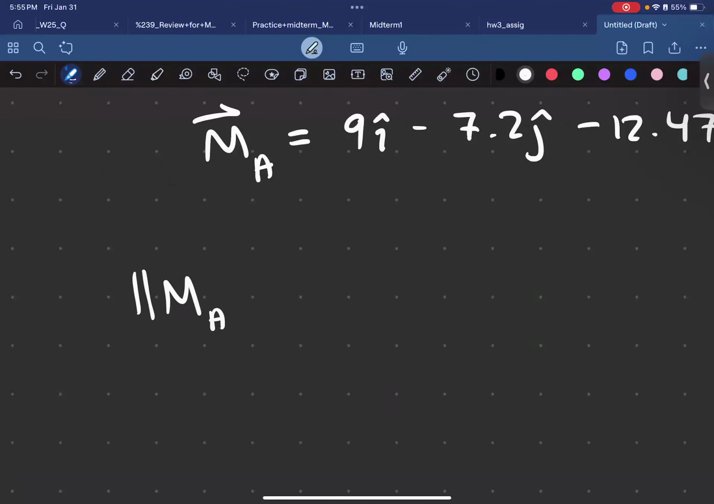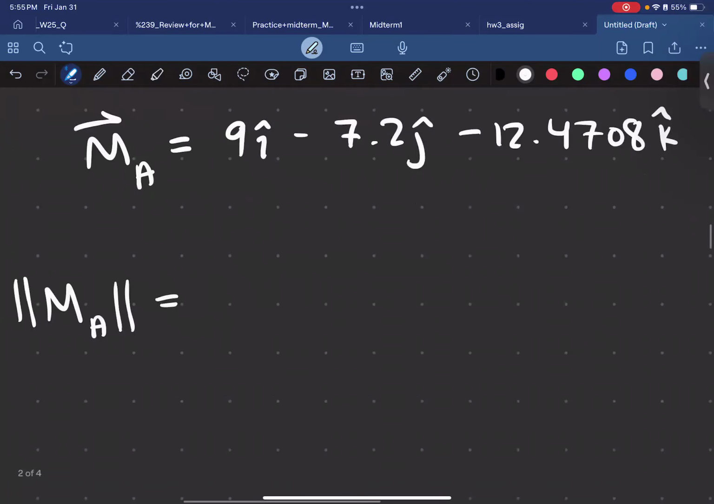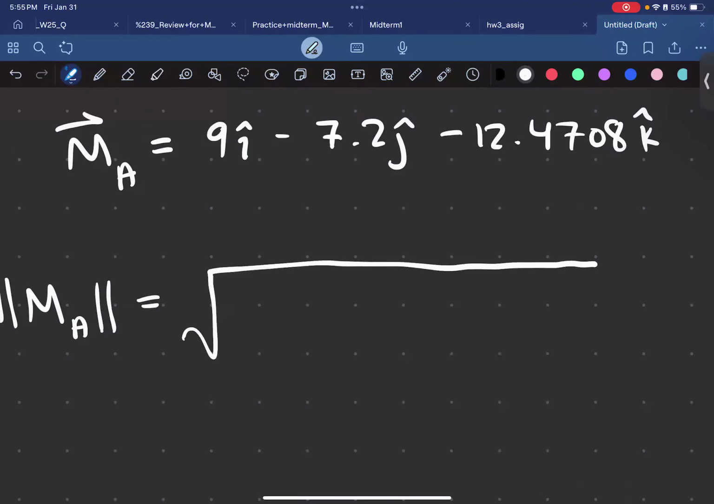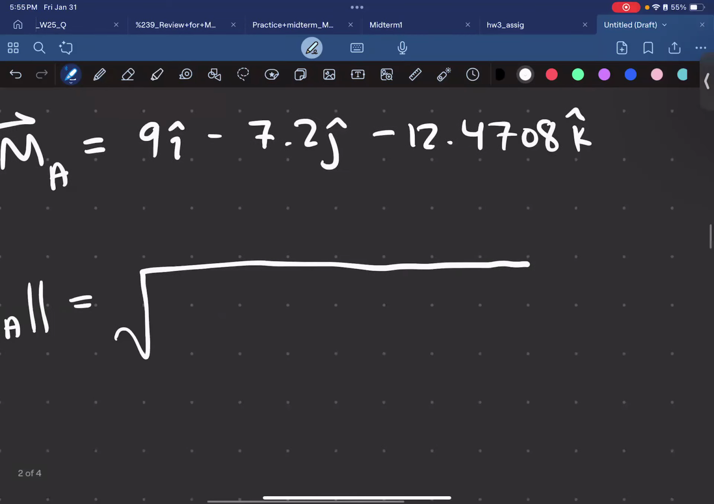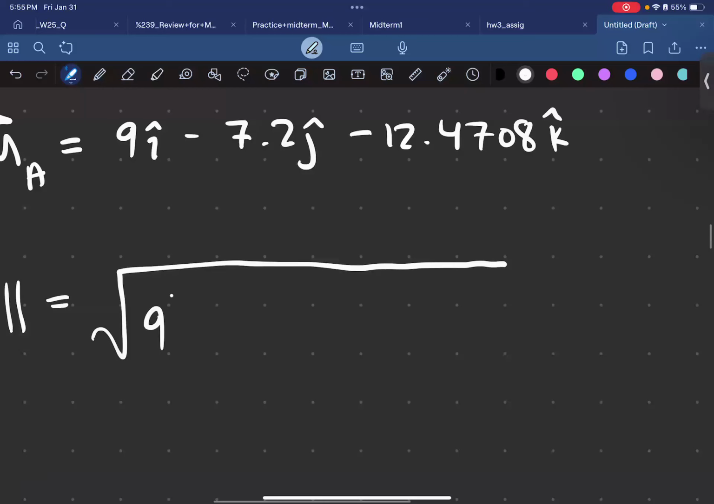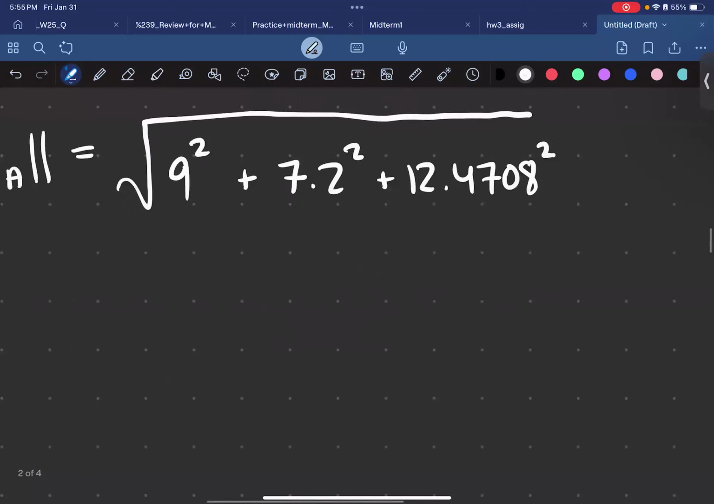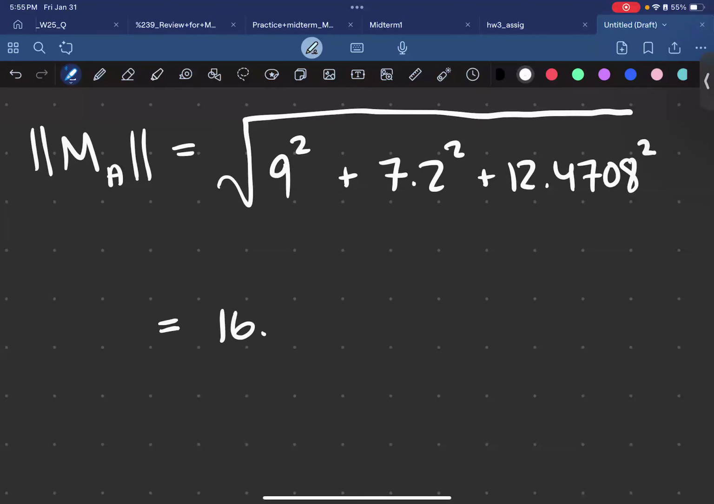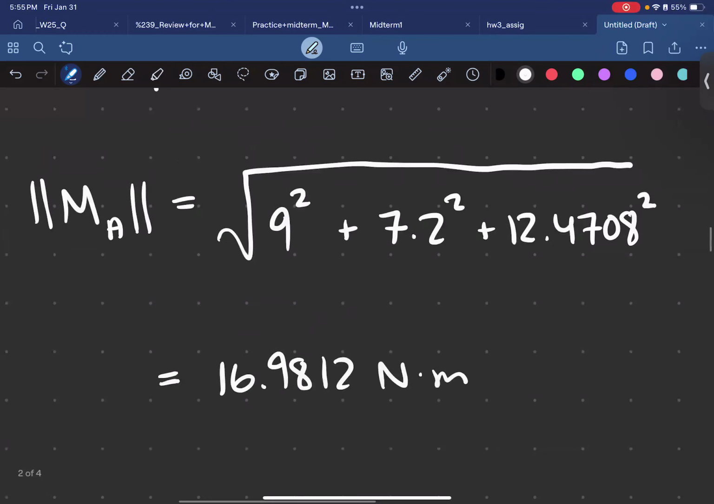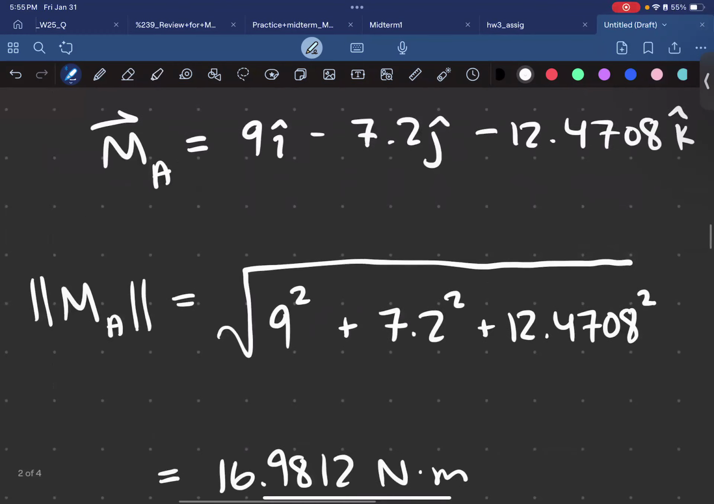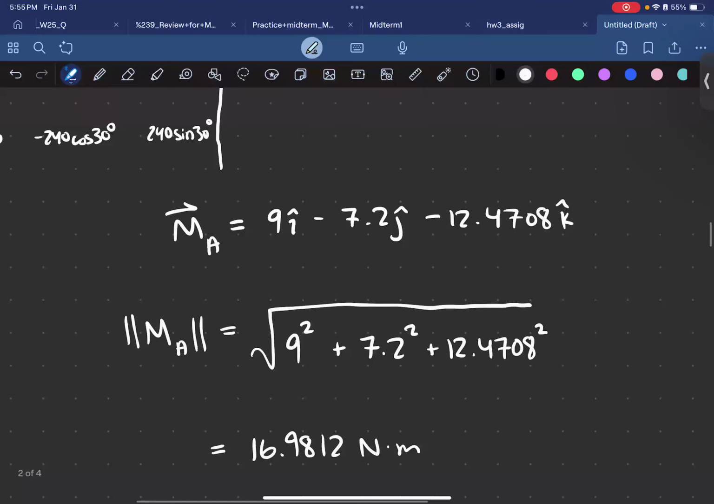So we'll take the magnitude, and that's equal to the square root of all the entries squared. So we'll do 9 squared, and the sign doesn't matter because they're being squared, so you can just add them all up. So 9 squared plus 7.2 squared plus 12.4708 squared. And that will give you that the magnitude is equal to 16.9812 newton meters. And sorry, I forgot my units right here. It's always a good practice to write out your units. So that was my mistake.